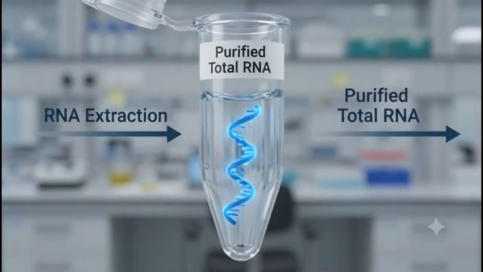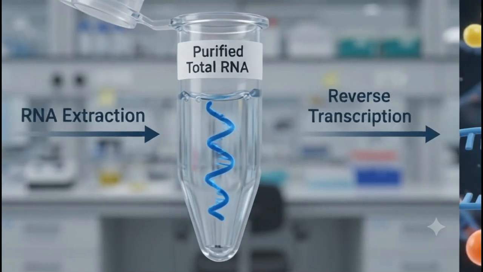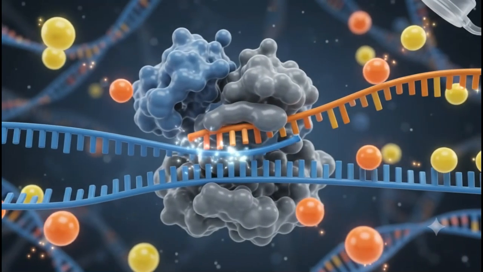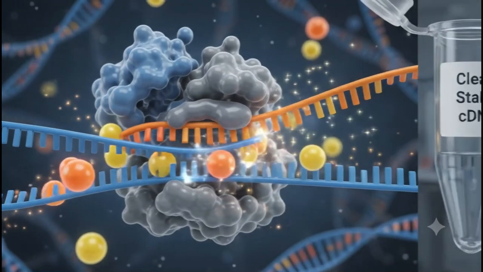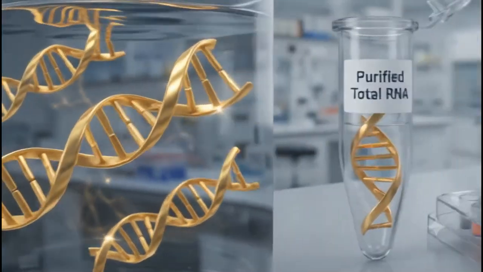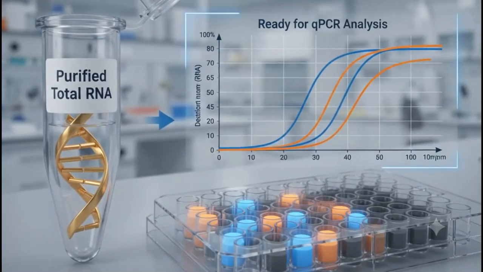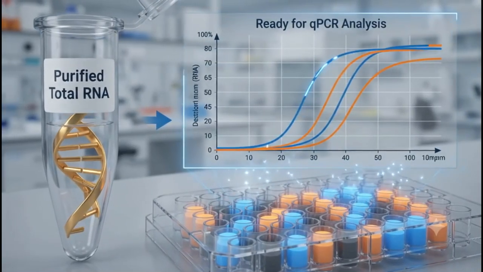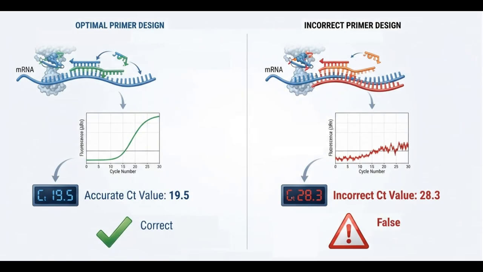In a typical gene expression experiment, we first isolate RNA from cells. That RNA is converted into complementary DNA, or cDNA. Then qPCR quantifies how much of a specific transcript is present. And here's the important part: if your primers amplify the wrong target, your CT values become meaningless. So primer design isn't just another step in the workflow. It determines whether your biological conclusions are correct.